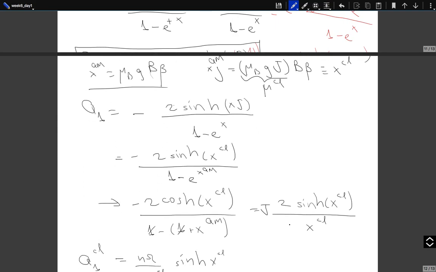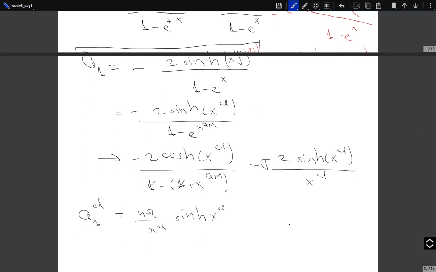Well, in this treatment of the classical limit, nothing should really change, because basically what we did was this factor 1 minus e to the power x should go to x. Now in the numerator we have sine hyperbolic of x, which does go to x also. So nothing changes here. The classical limit still holds, so I will not correct it.